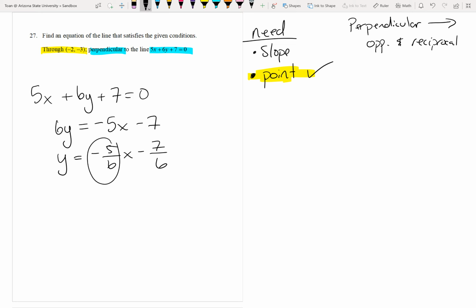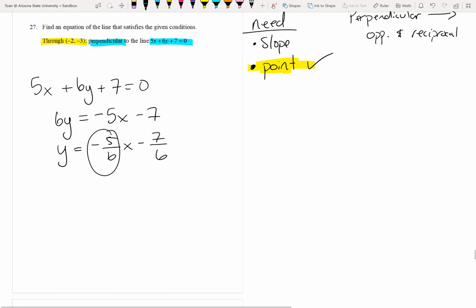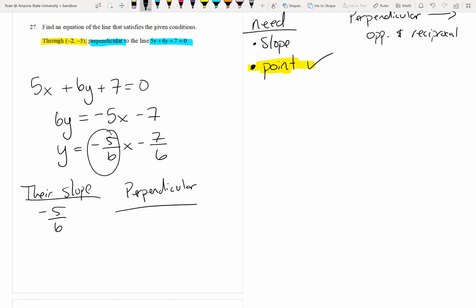So hopefully now it's in slope-intercept form, it's very easy to read, right? Their slope is negative 5/6. We want perpendicular. So the idea is that you need to know perpendicular means opposite and reciprocal. So our slope will be the opposite of a negative, which is a positive, and the reciprocal, which is 6/5. There we go, right? We have a slope now, and we have our point.